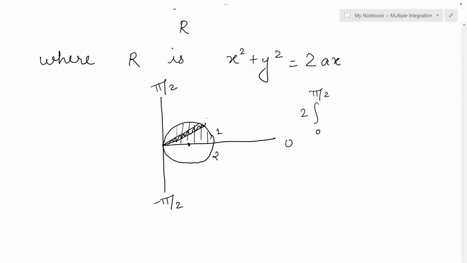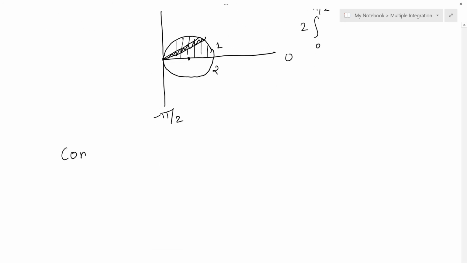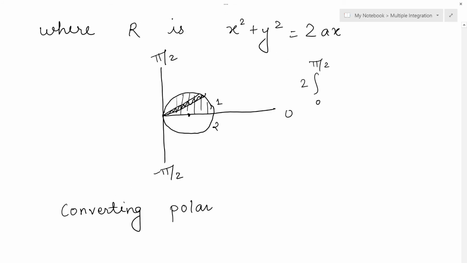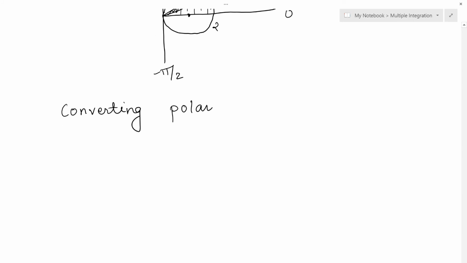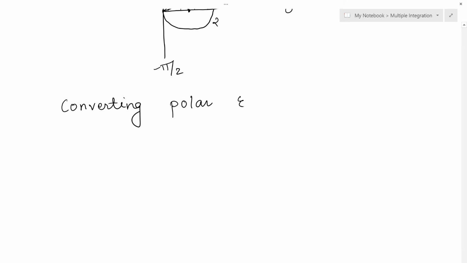So this, if I convert it into polar, my curve will become r is equal to 2a cos theta. We have seen the standard limits of some curves, and in that we have seen the limits of this. So if I convert into polar, my equation 1 will become volume is equal to what?